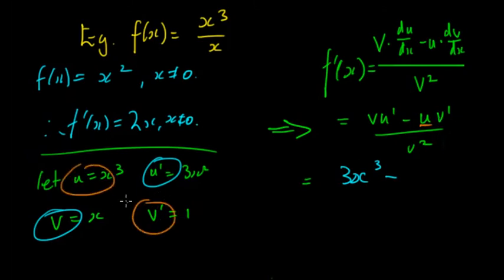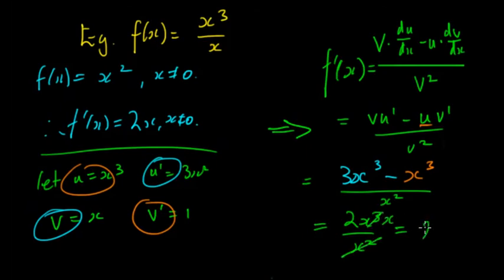times v dash. So this gives us x cubed. And then this is all on v squared. So that gives us x squared. This is equal to 2x cubed on x squared, and this simplifies down to 2x when x does not equal 0. So you can see that they're the same solutions.